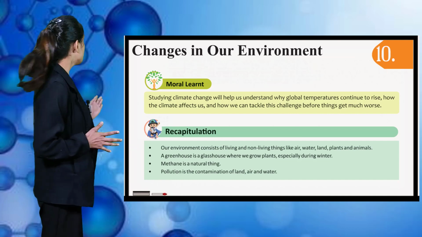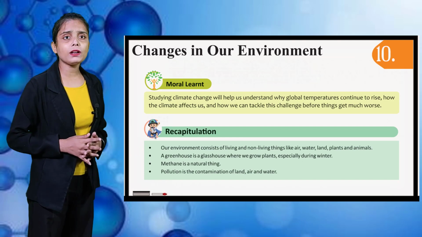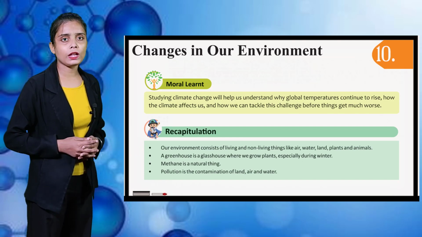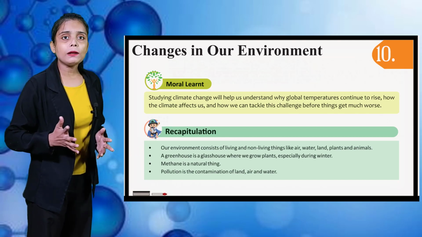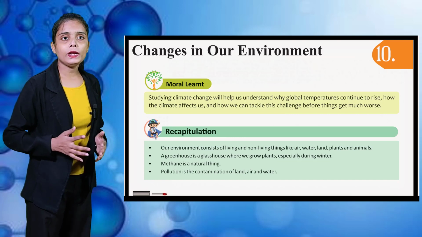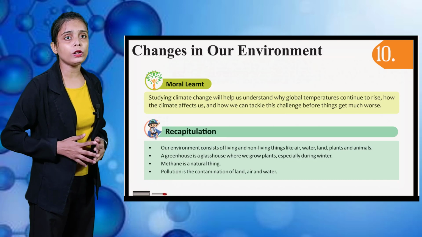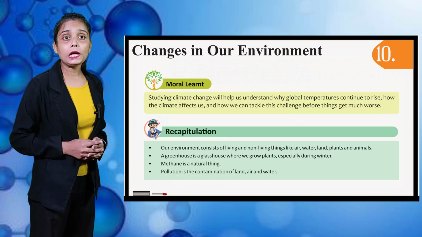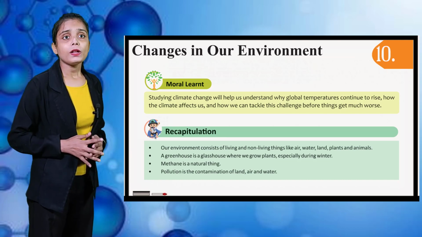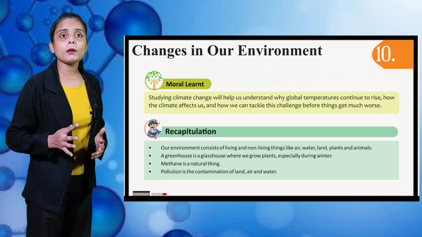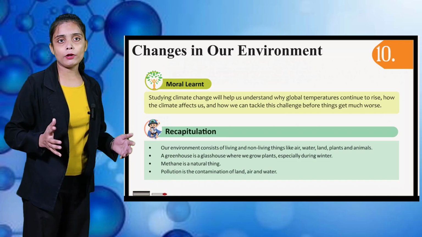So now let's see the recapitulation. Our environment consists of living and non-living things like air, water, land, plants and animals. A greenhouse is a glasshouse where we grow plants, especially during winter. Now next is methane, which is a natural gas. Pollution is the contamination of land, air and water.